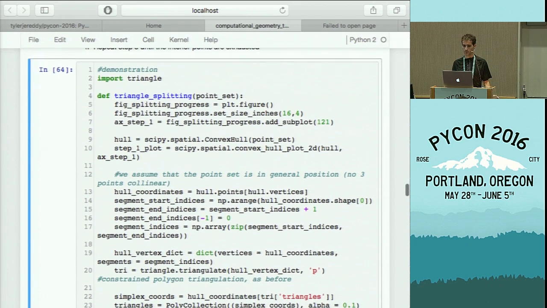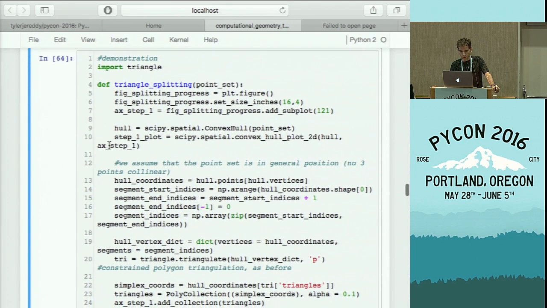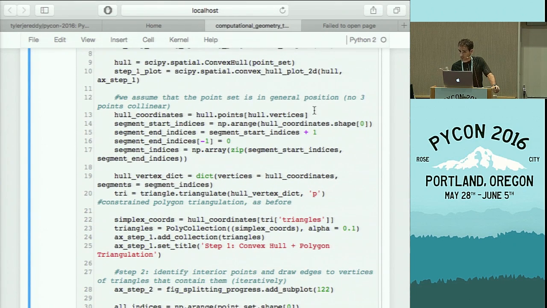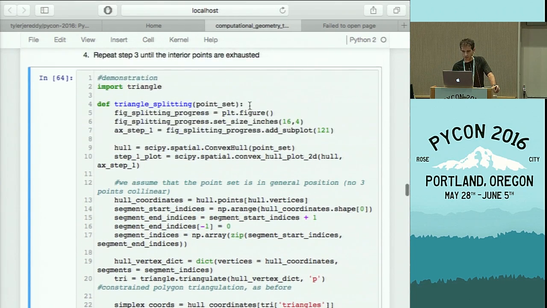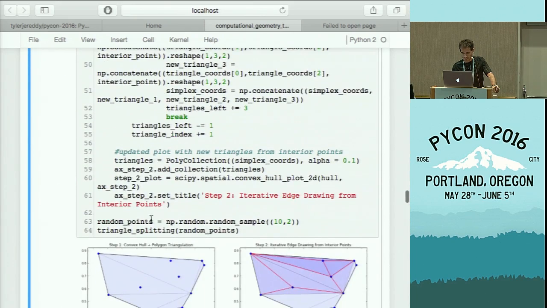Of course, it'll make a lot more sense if we actually go through the code and look at the plots. I've broken it down into two main steps. There's a whole bunch of plotting boilerplate code at the top. We assume that the point set is in general position, so this point set will just be a random set of points. We're going to use a random set of 10 points, and we'll apply this triangle splitting function to those random points.